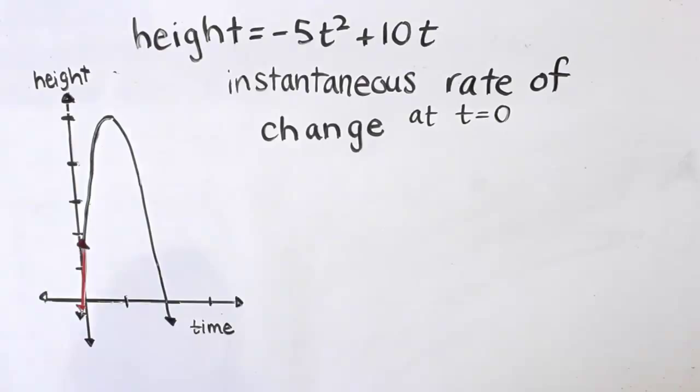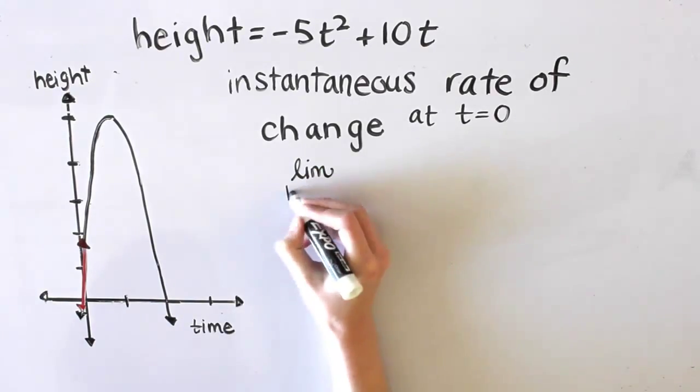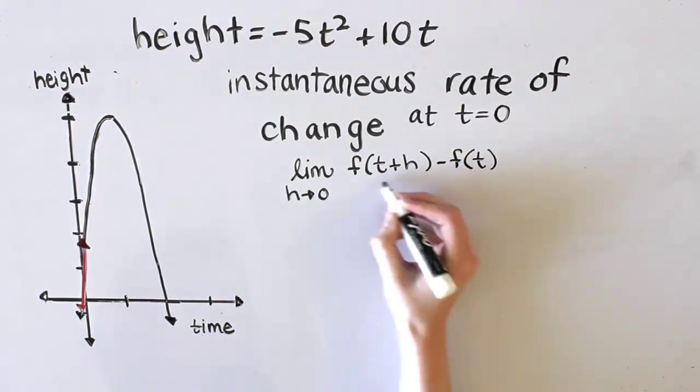Now that you've tried it on your own, I'm going to go over how to solve for initial velocity. Instead of using delta y over delta x, slope of a tangent line means the derivative, so we're going to use the formula that we already know for that.